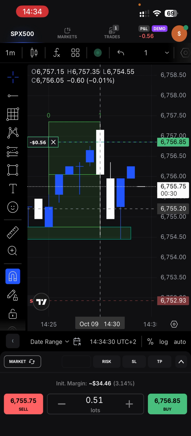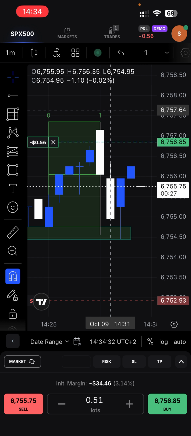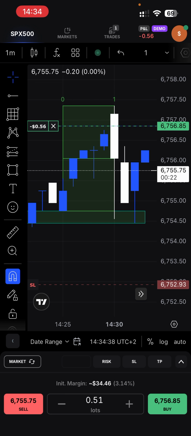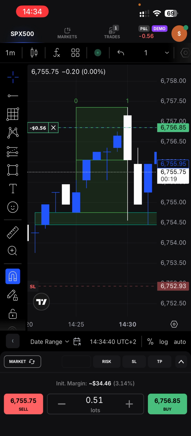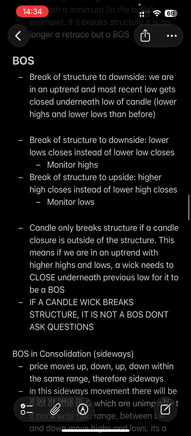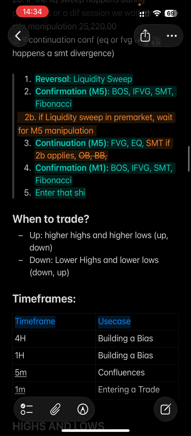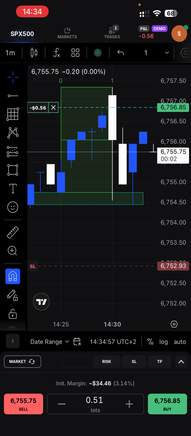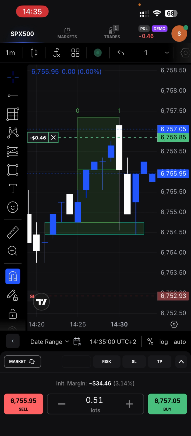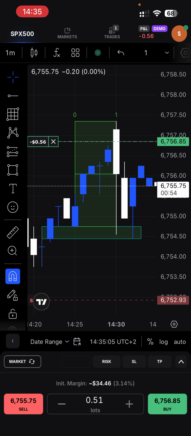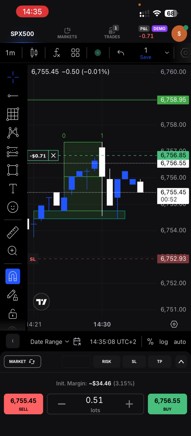So we have equilibrium and a fair value gap that's respected on 1 minute. Oh, it says confirmation inverse fair value gap. That's interesting. I don't know. This makes sense to me. I don't know what I'm doing. This is demo money, bro. I'm not a professional at all. That's my logic. So on 1 minute time frame, that makes sense to me. 5 minutes. We have this. No, that's just the same thing.